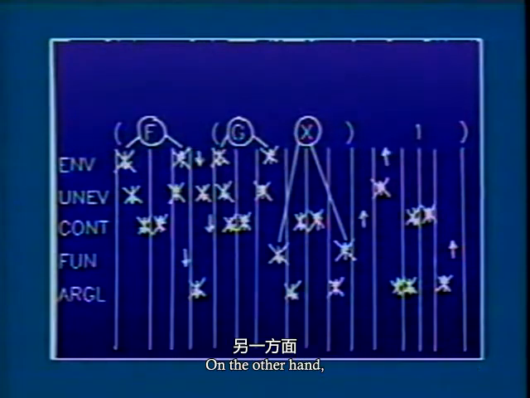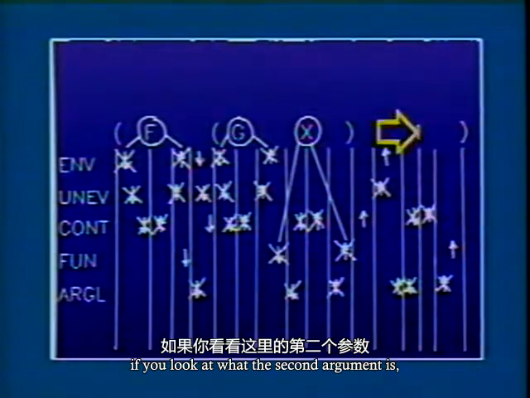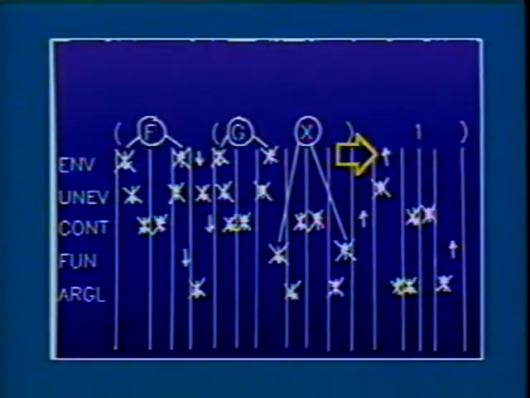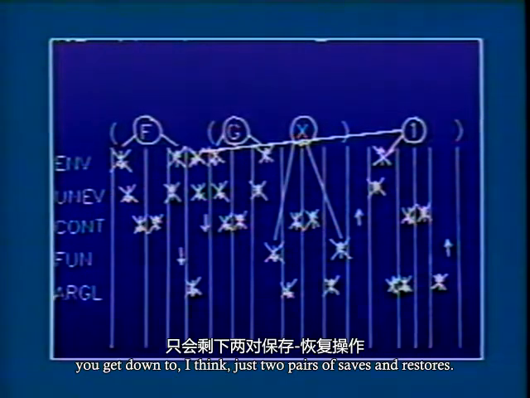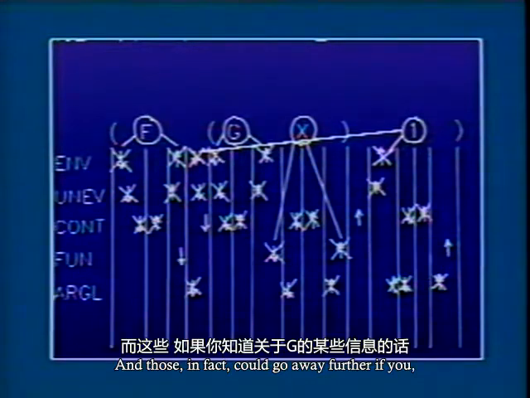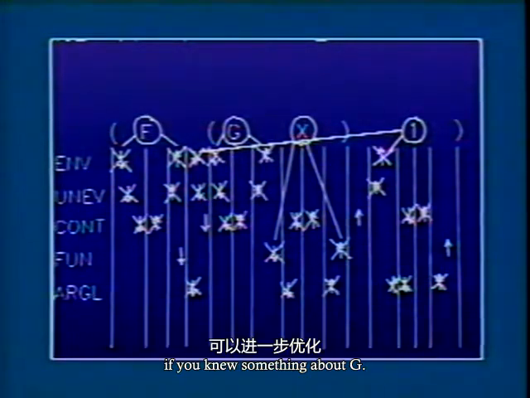On the other hand, if you look at what the second argument is, that's just looking up 1. That doesn't need this environment register. So there's no reason to save it. So in fact, you can get rid of that one too. And from this whole pile of register operations, if you simply do a little bit of reasoning like that, you get down to, I think, just 2 pairs of saves and restores. And those, in fact, could go away further if you knew something about g.